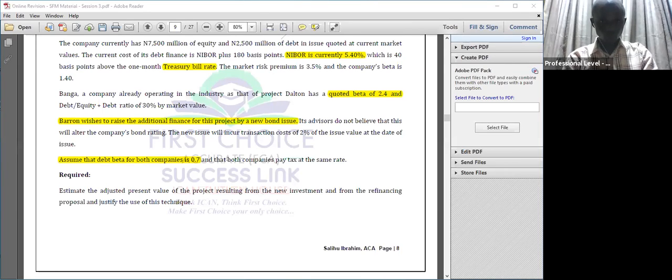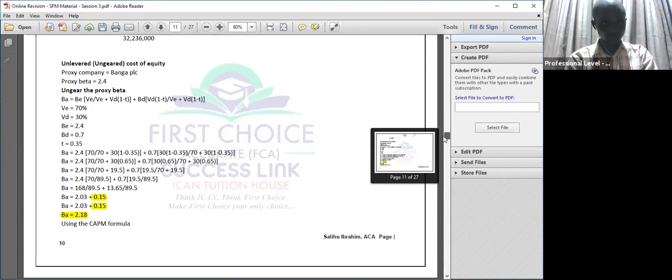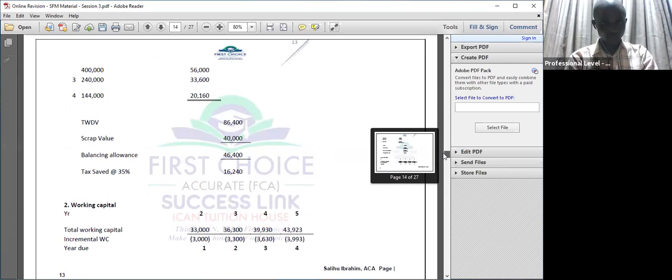Okay, what happened to the capital allowance? Just say it now so that you are clear once and for all. What happened to the capital allowance? Let me go there so that I see. Capital allowance. Okay, these are capital allowance. Okay, what's the issue on it?